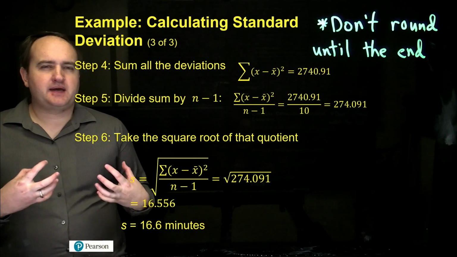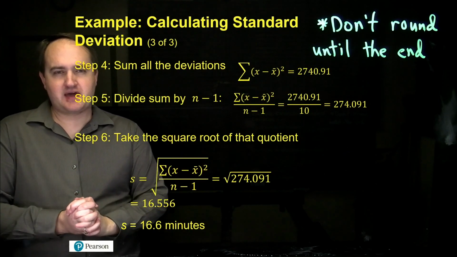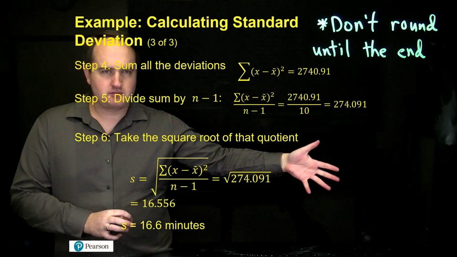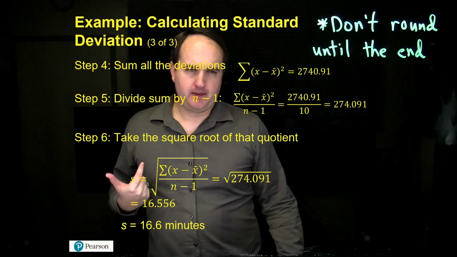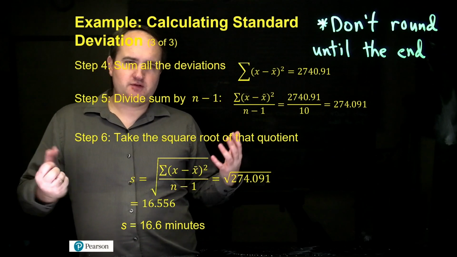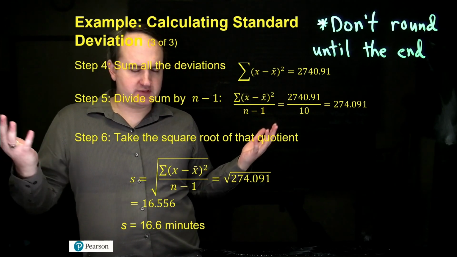But the nice thing about it is that because it takes into account all of the data values, if you have a very high data value or a very low data value that's an outlier, it's not going to affect the standard deviation nearly as much as it would something like the range.